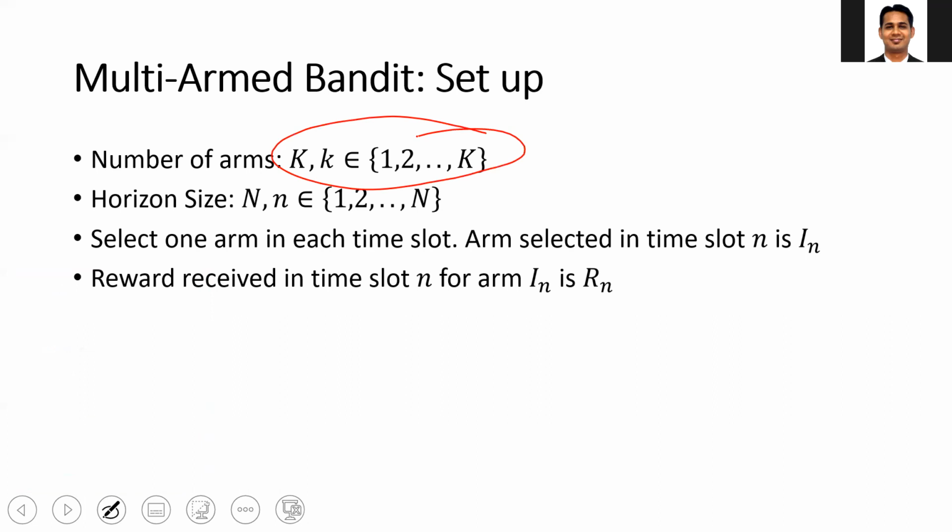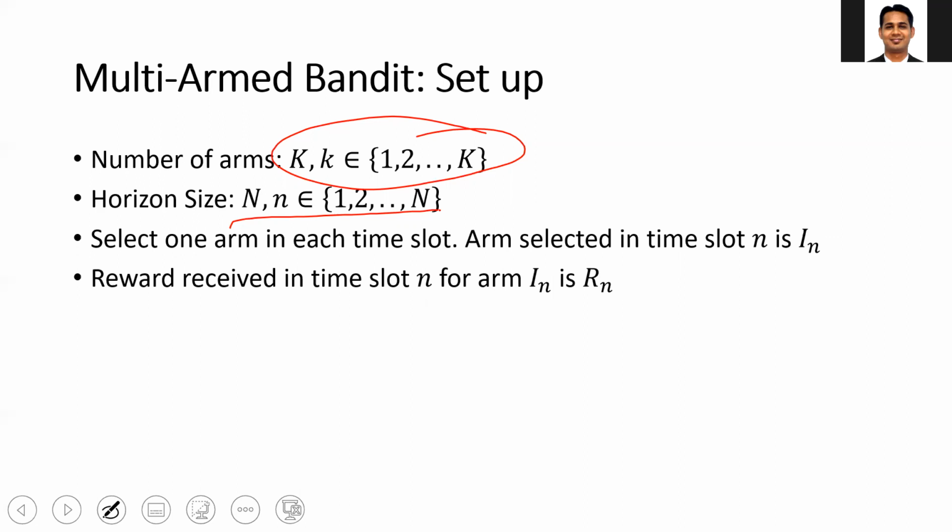You have the horizon size of n. That means you are going to have n different time slots. For example, in wireless radio, you are going to transmit n times, one after another. In case of drugs, you have n people on which you can try your drugs one after another. In case of website advertisement, a user is going to click on n different browsers. That means you have n attempts to put your advertisement at different locations. So you have the horizon size n.